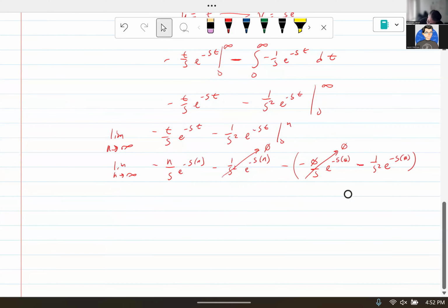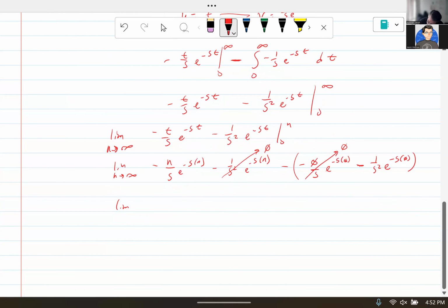Okay, I have the limit as n goes to infinity of negative n over s e to the sn.